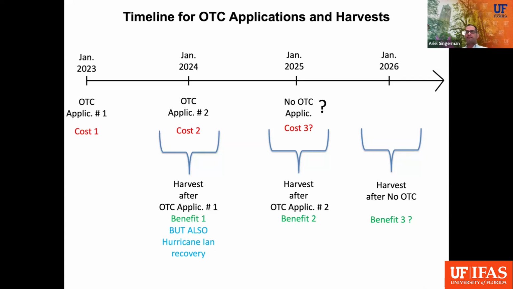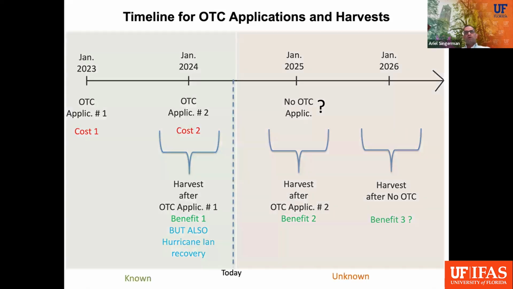And then in 2026, there might be a benefit from the third year application. And even if there is no application, there could be some potential for a residual, if you want to call it that, effect or benefit from the applications during the first 2 years. So what we know so far is what has already happened: the cost last year, the cost this year, and the benefit. And then we do not know what will happen in the future, the area that is shaded in orange.